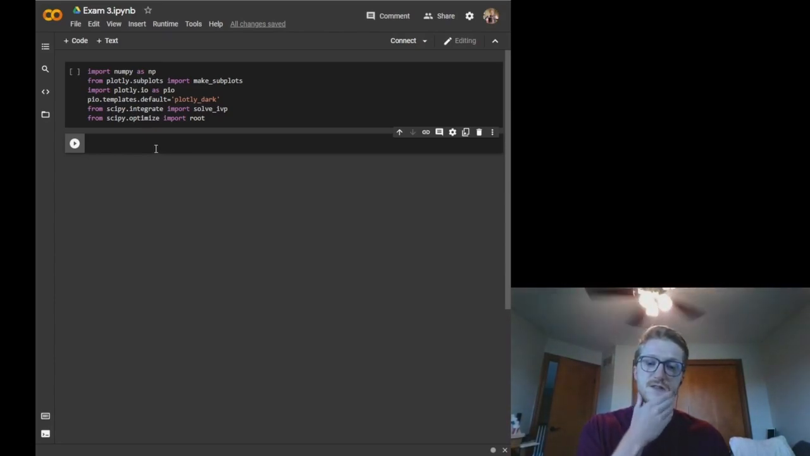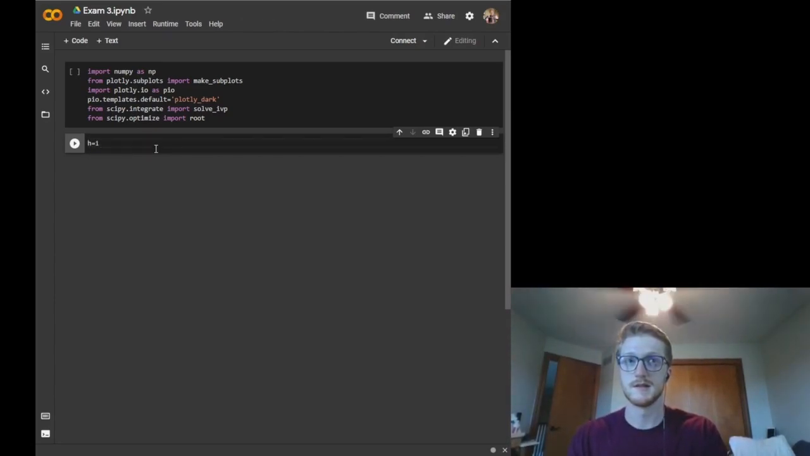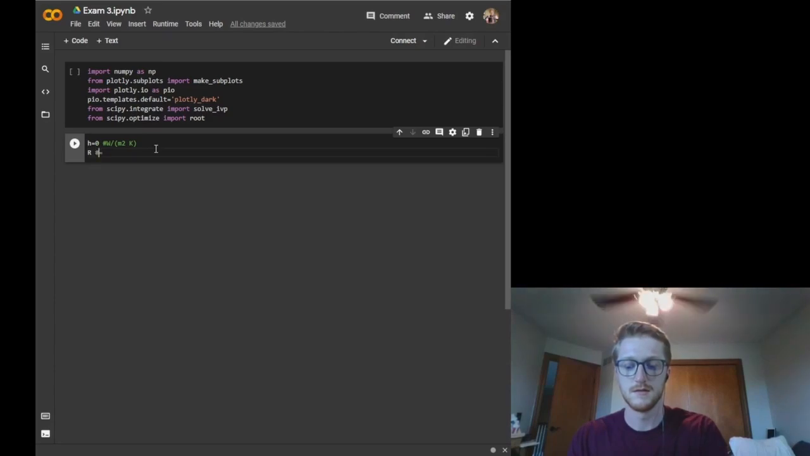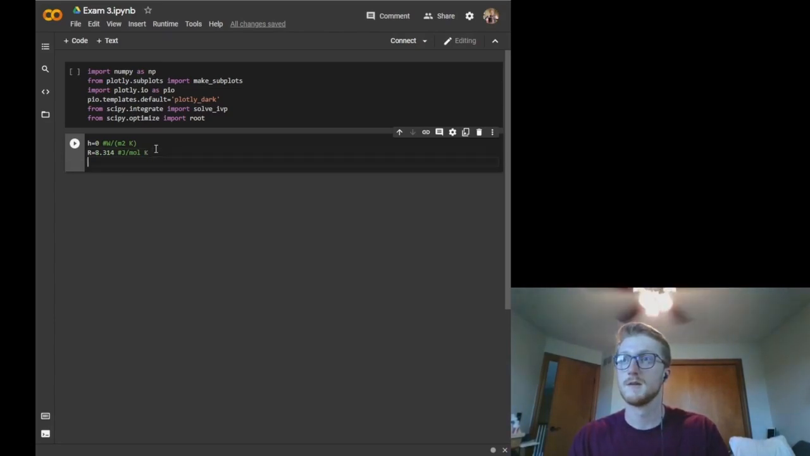And then I'm going to go through describing the different parameters of the problem that we were given. So we're given that the heat transfer coefficient is 10, and that is in watts per meter squared Kelvin. We're given the ideal gas constant as 8.314 joules per mole Kelvin. We have our density, we'll call it rho air, density of air, equal to 1.2, and that's in kilograms per meter cubed.